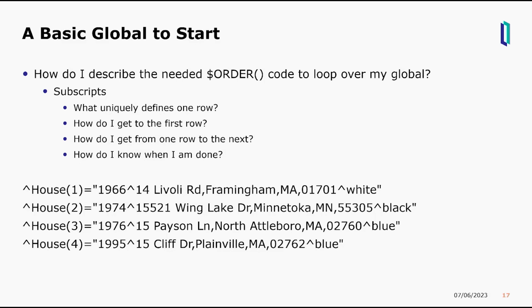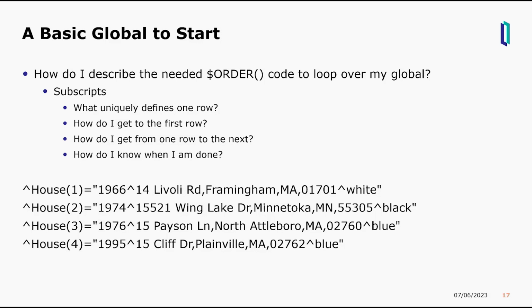All right, and then we need to look at the subscripts. So what uniquely identifies a row? How do I get from one to the next? Where do I start? When do I stop? And this is super simple. So one subscript, each subscript is going to be unique. I start at the beginning, so I don't have to worry about that. Just a simple $order command, incrementing by 1. It's going to find the next one because there's nothing in between. And if a $order returns null, I'm done. So this is all nice and easy, a very straightforward mapping that we're going to get to do.